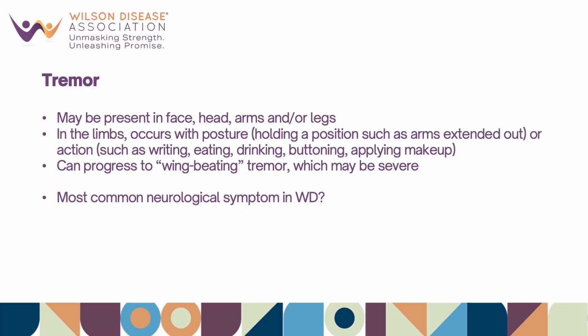It can progress to what we refer to as a wing beating tremor, which is if the arms are held in a certain posture, there can be this really large movement, which can be really severe in some cases. And we think tremor may be the most common neurological symptom that's encountered in Wilson.